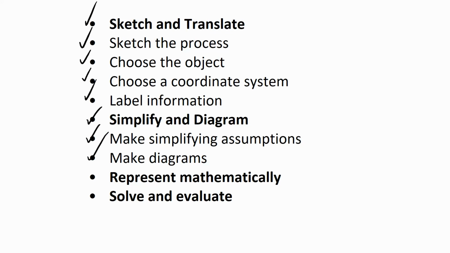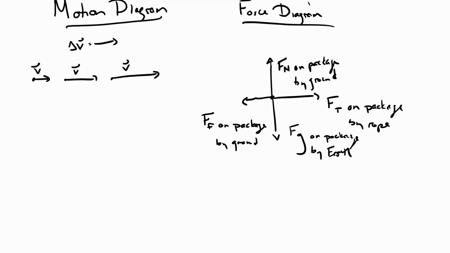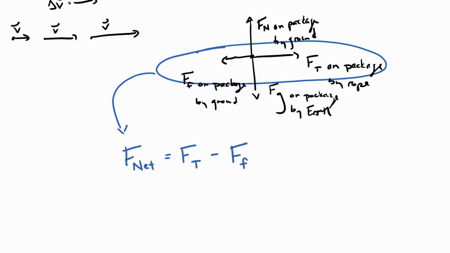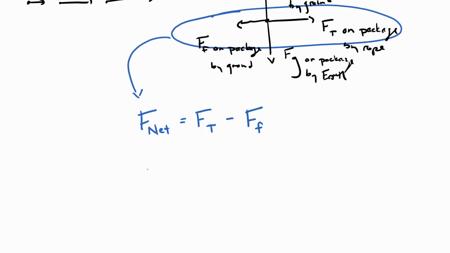Represent mathematically. All right, so represent mathematically means we're now busting out this Newton's second law business. Since this thing is accelerating in the horizontal direction, that's what I'm interested in. So I'm going to look at this thing horizontally, and I'm going to say F net is equal to the tension minus the friction force. I'm going to drop all of the extra labels because, quite frankly, it's getting cluttered. Now, what else do I know here? By Newton's second law, F net is equal to ma. And so that is still equal to the tension minus the friction force.